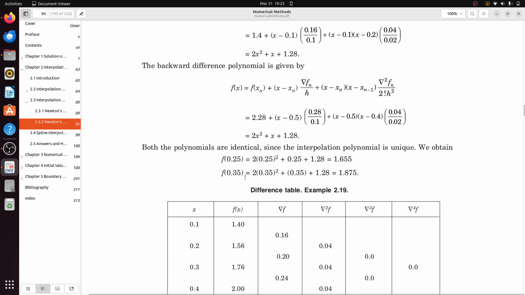Just before you said that if the number is near to the first number, then we use forward interpolation. If it is near to the last number, we use backward interpolation. So that's why I thought it might be different.